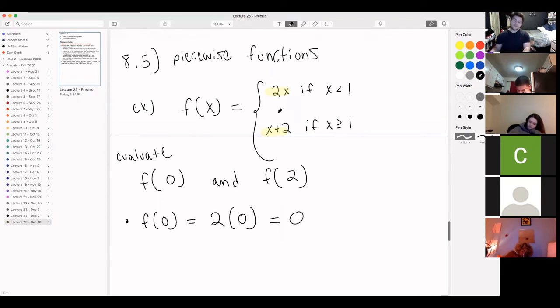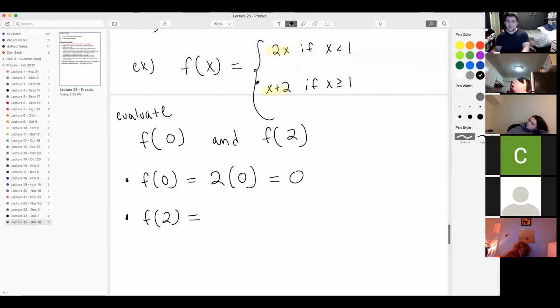I remember a lot of students having trouble with this one, so I hope everyone understands. I'm plugging it into 2x because the input is less than 1. 0 is less than 1. But on the other hand, f of 2, well, 2 is actually greater than or equal to 1, so I'm going to use this formula. I use x plus 2. So this would be 2 plus 2, which is 4. All right, so please let me know if this is confusing. I remember some students getting this wrong, and it will be on the test, okay? So please let me know.